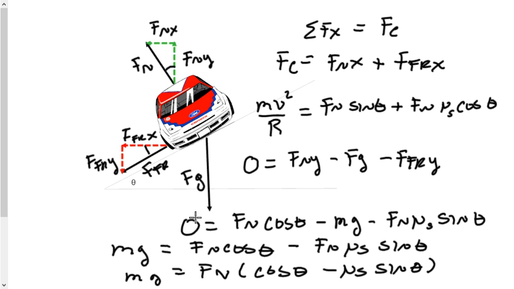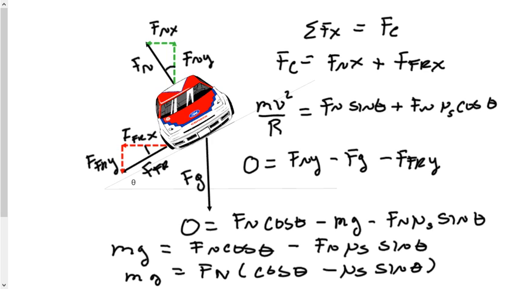We then said the sum of the forces in the y direction equals 0 equals force normal cosine theta minus mg minus force normal times mu s times sine theta. We did a little factoring and ended up with an equation that said mg equals force normal times parenthesis cosine theta minus mu s sine theta.